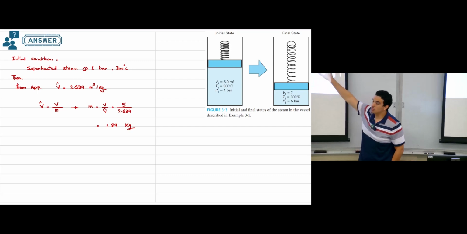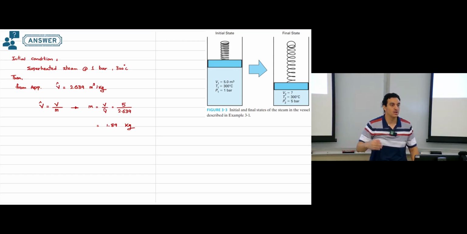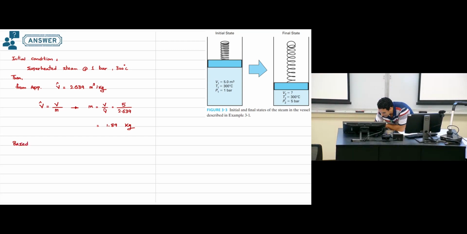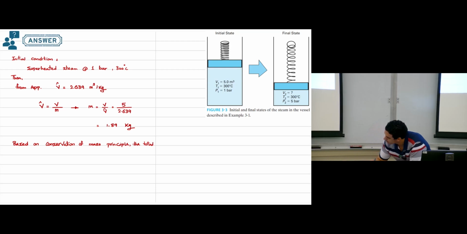At the final condition, we will have the same mass, right? Because it is a closed system, no inlet, no outlet. So based on the conservation of mass principle, the total mass will be constant.